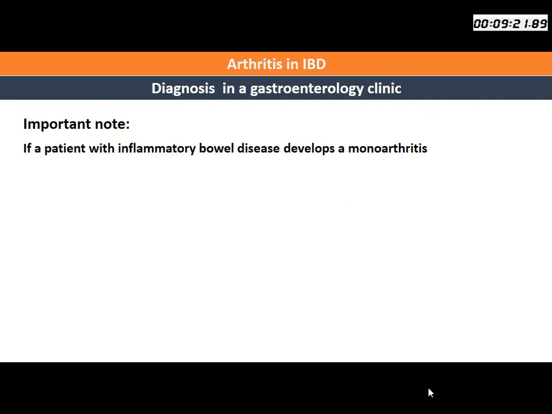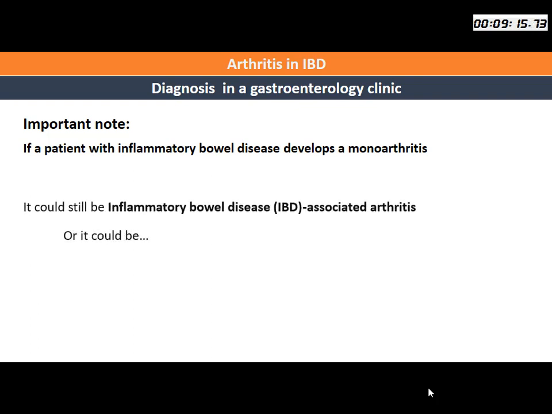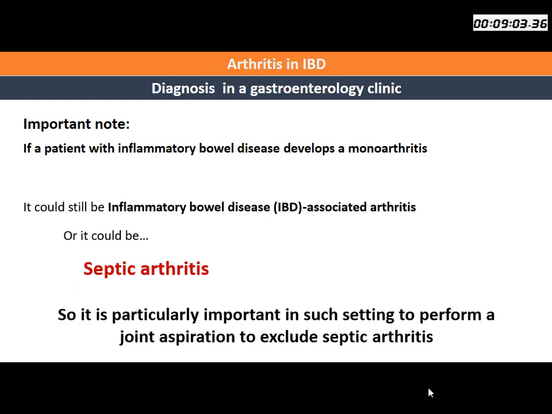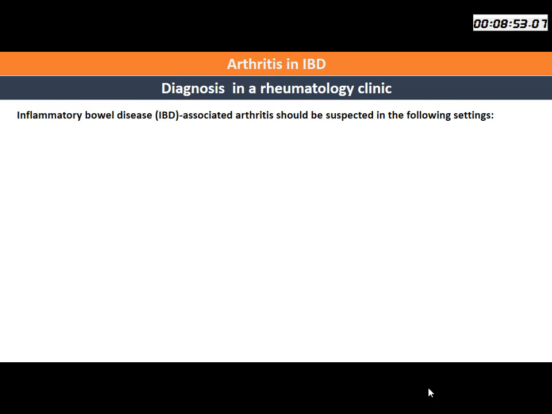An important note here also, there's another setting. If you have a patient with IBD and he develops a monoarthritis, it's important to know that in addition to the fact that it could be an immune-mediated arthritis, as we just mentioned, it could be septic arthritis, and this is a medical emergency. It's very important. You can lose the joint in only 2 weeks. So it is important in such a setting to refer to a rheumatologist who will perform a joint aspiration to exclude the septic arthritis.